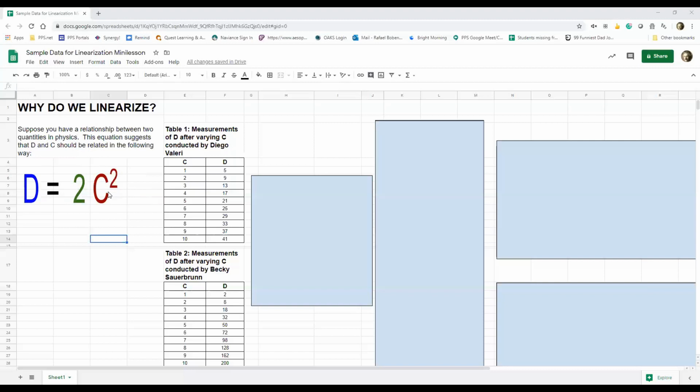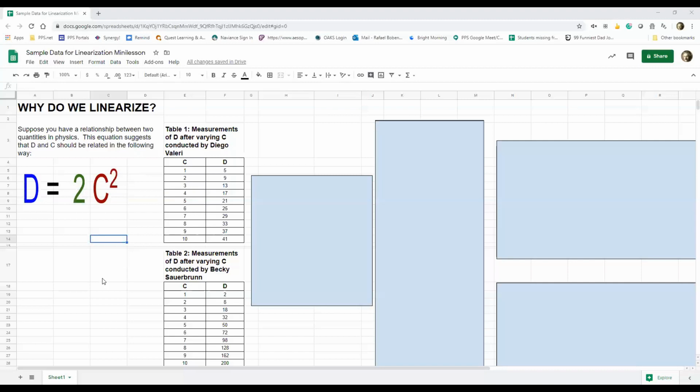Now, what do we do in science? We always do experiments to back up our theoretical ideas, our hypotheses, to see if the results of the experiment support our ideas. And if it does, great. If it doesn't, then we have to revise our ideas. So let's say we have two students here. One student named Diego Valeri, the other student named Becky Sauerbrunn, and they both collect data about this phenomenon, C and D. And you can see the data sets right here that I have. So now the question is, how can we tell if these data sets support this theoretical equation? If the experiments that Diego did and that Becky did support or don't support the relationship?